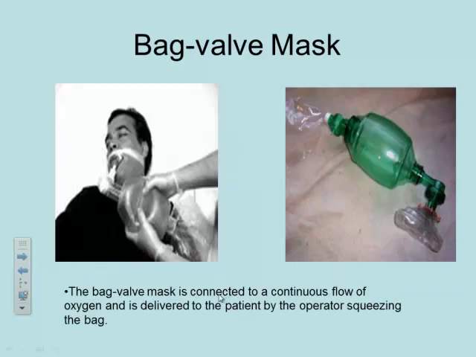The bag valve mask is connected to a continuous flow of oxygen and is delivered to the patient by the operator squeezing the bag. So you can see in this picture here, the operator is squeezing the bag here, and it is connected to a continuous flow of oxygen, which is usually turned all the way up to 15 liters per minute. So this is a high flow device.